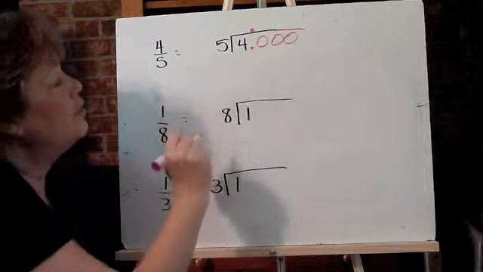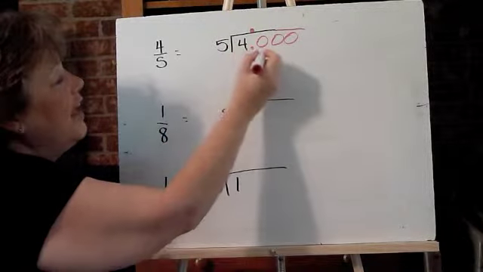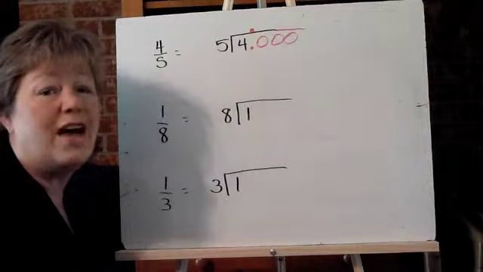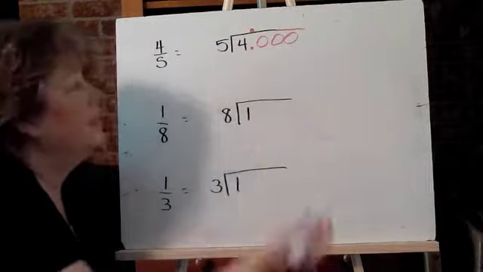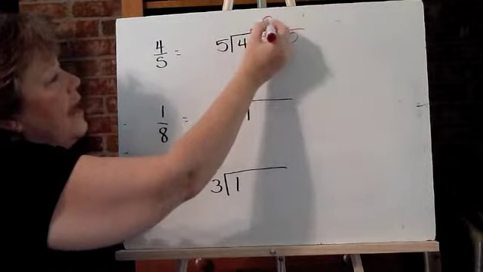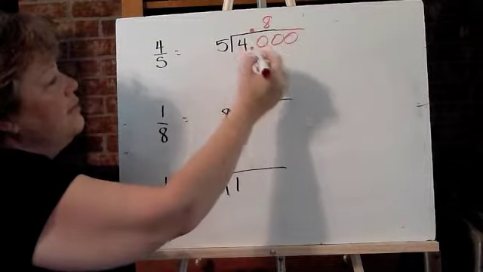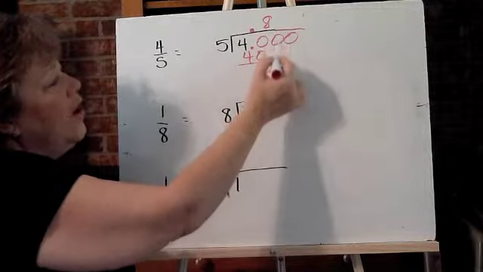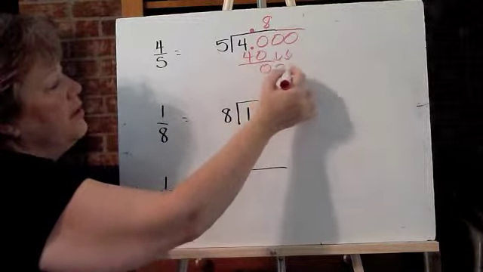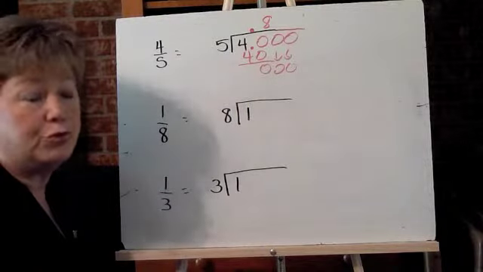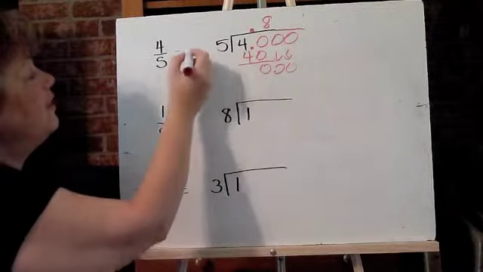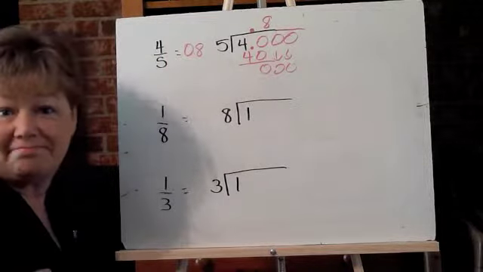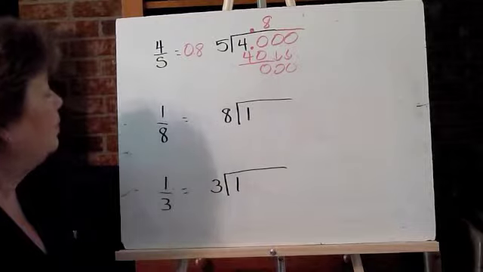5 can't go into 4, but 5 can go into 40. How many times does 5 go into 40? Or 5 times what gives me 40? I hope you're all quickly thinking 8. So 8 times 5 is 40. I subtract, and all I have now are zeros to bring down. So basically, I'm through. I know that 4/5 equals 0.8. Let's move on to the next one.